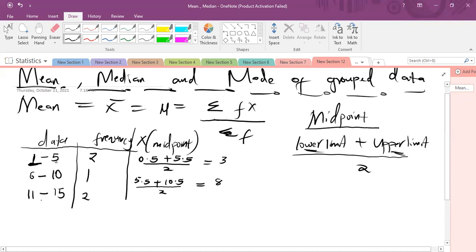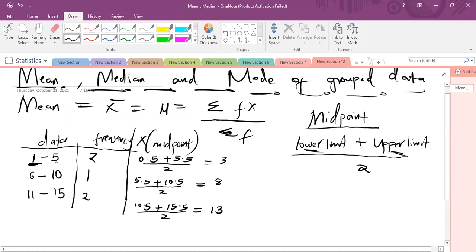On this point here, what's our lower limit? 10.5, plus on this point here we have 15.5, all divided by 2. So what does this give? If you add 15.5 and 10.5, you get 26. 26 divided by 2, you get 13. So we have our values of x.